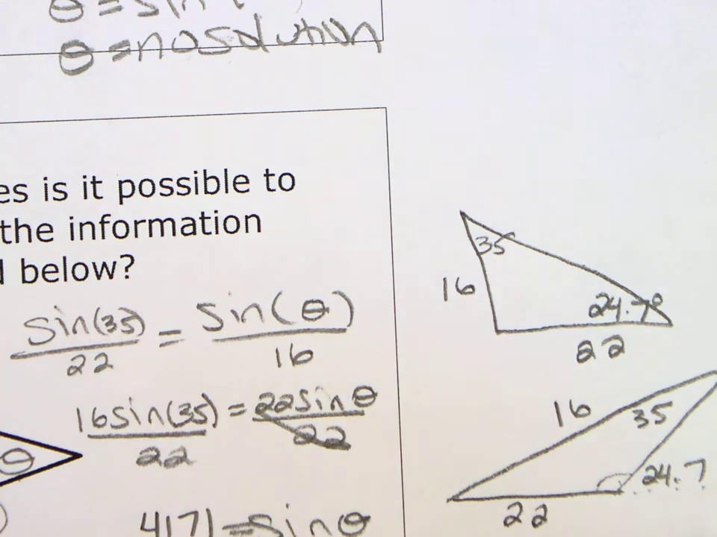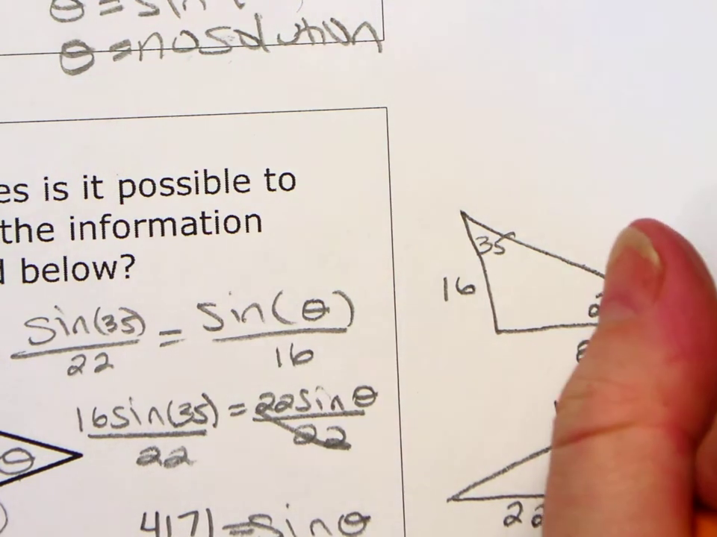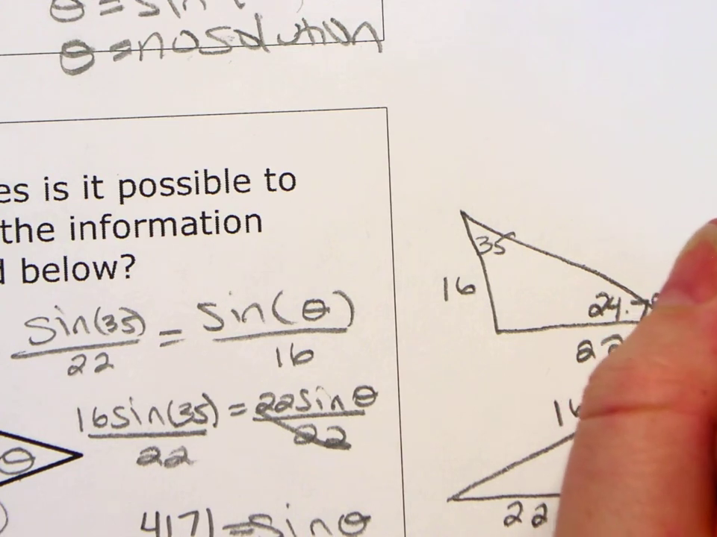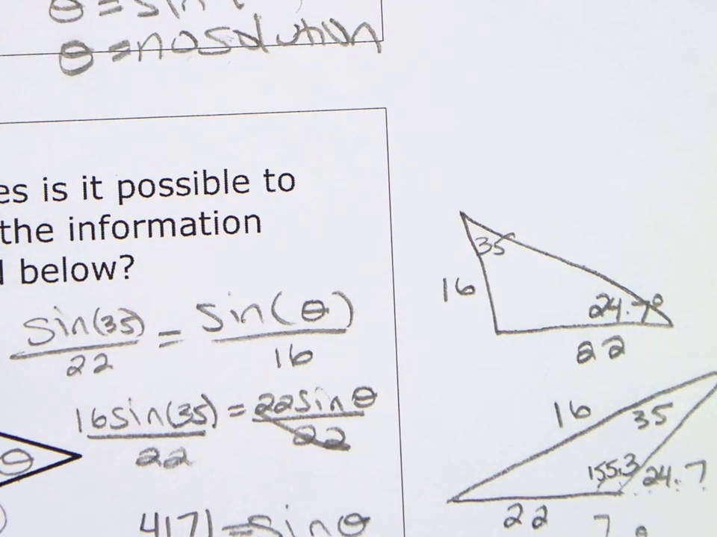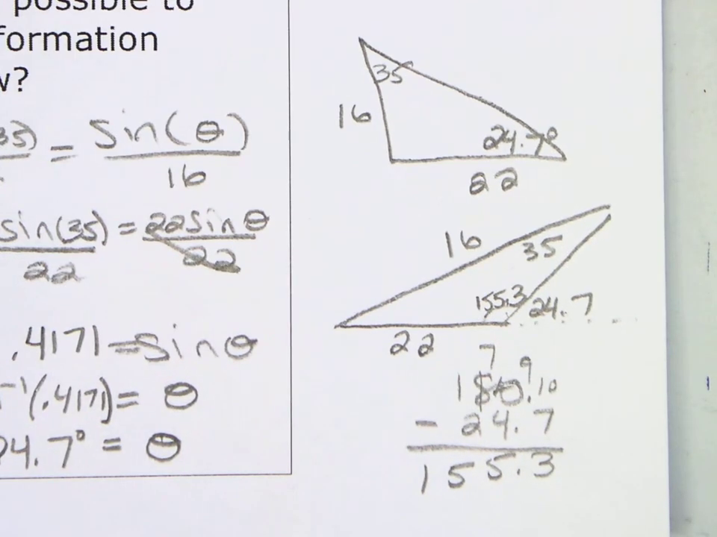Okay. So how are we going to find this angle right here? We subtract from 180. So 180 minus 24.7. And let's see, what do we get? 155.3. So does this make a triangle? Will this make a triangle? It doesn't.